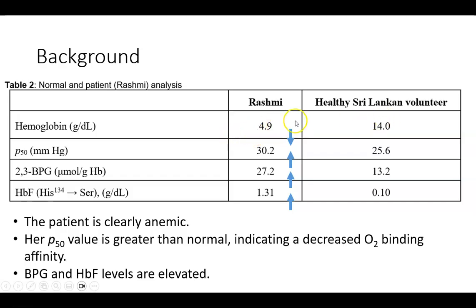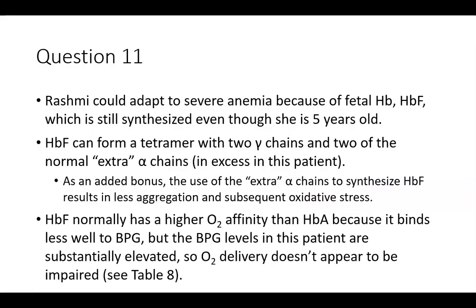Rashmi's hemoglobin is definitely a whole lot lower. She is anemic by a lot. If you look at the amount of hemoglobin she has, her P50 is higher, but she has a lot more BPG and she has a ton of fetal hemoglobin. So she's clearly anemic, but she has higher BPG and higher hemoglobin F. We already noticed the difference in the P50, but the increase in BPG is interesting. The increase in hemoglobin F is also interesting. So we should use what we know about how BPG and hemoglobin F behave so we can figure out what's going on here. Let's look at hemoglobin F first.